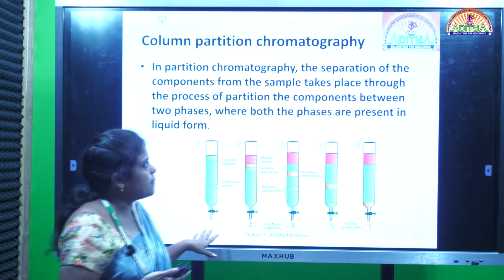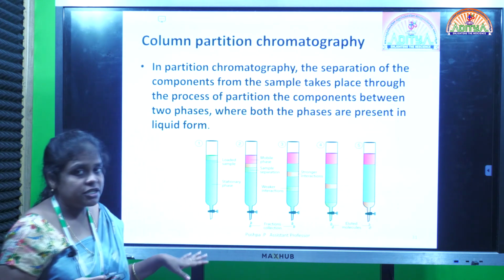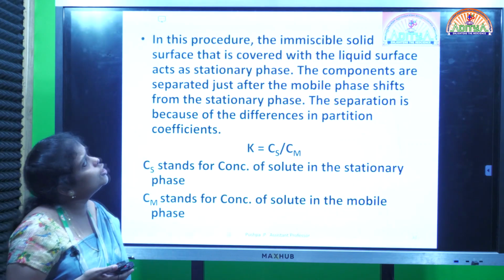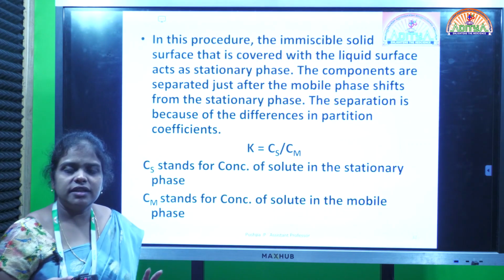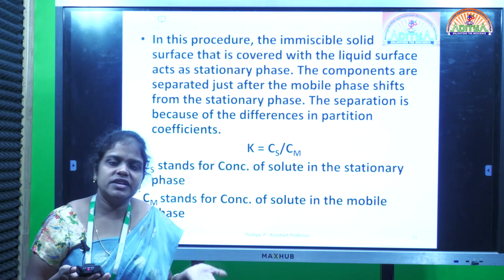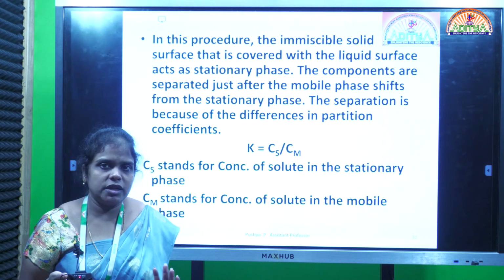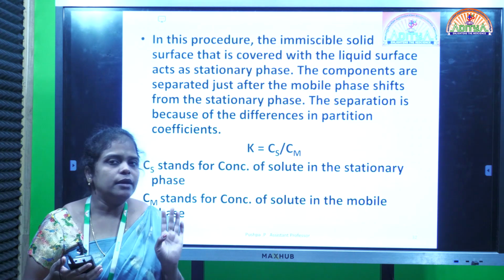Okay, this is what happens in column partition chromatography, and the principle behind this is, as I already told you, that we have to take immiscible stationary and mobile phases. Both are liquids, but both should be immiscible, both should not get miscible.